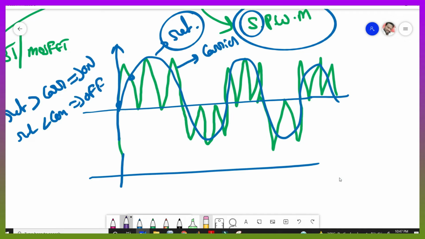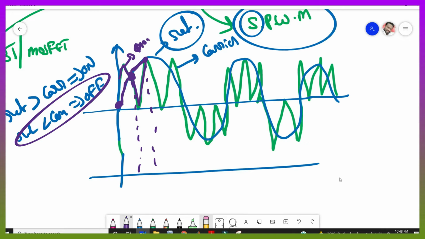Okay. Now from this point to this point, whether the sine wave is more or the carrier wave is more, obviously the carrier wave is more, right? So from this point to this point, the carrier wave is higher, meaning the second condition is true, meaning here the switch is off. Okay, and from this point to this point, here the reference wave is more, obviously, right? So that's why condition 1 is true, then we need to turn on the switch. So at this condition only the switch is on.